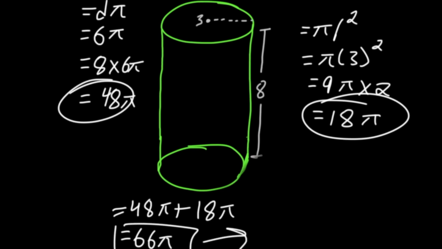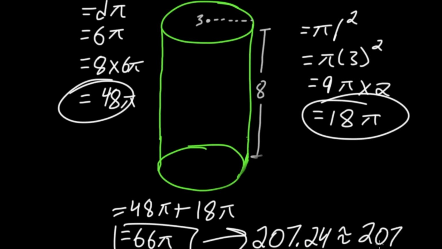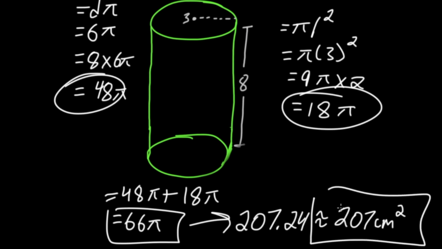Or if you don't want pi in your answer and you just want an exact number, remember pi is approximately equal to 3.14. So if we times 66 by 3.14, we will get 207.24, or if you want that to the nearest whole number, it is 207. And to finish, put on the end whatever unit you're using, for example centimeters, and it is squared because this is area. So the surface area of this cylinder here is 207 centimeters squared.